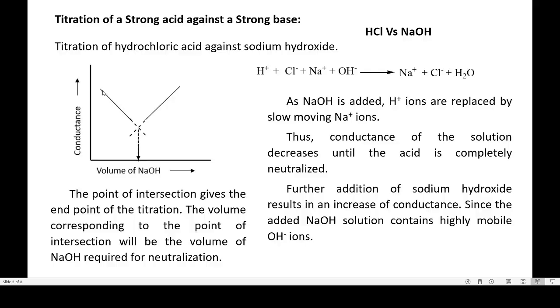initially the conductance of hydrochloric acid is very high. This is due to the presence of highly mobile hydrogen ions. Now, on addition of sodium hydroxide, H+ will be removed as water. So, the highly mobile hydrogen ion will be replaced by the slow moving sodium ion, whose mobility is less. Hence, the conductance of the solution decreases until the acid is completely neutralized.